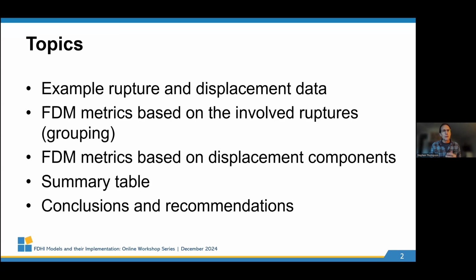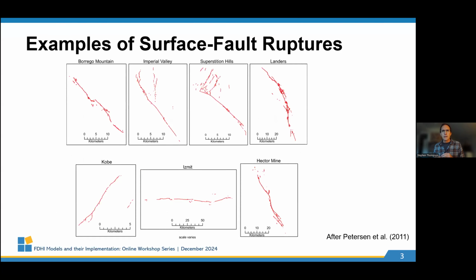And then I'll go through a summary table showing the different previously published models that Rob covered, but also the new models we'll hear more about tomorrow, and how they use these different displacement definitions and metrics. And then I'll end on some conclusions and recommendations. So here, again, are more examples of surface fault rupture patterns that are recorded following large earthquakes. This is from an electronic supplement in Peterson et al.